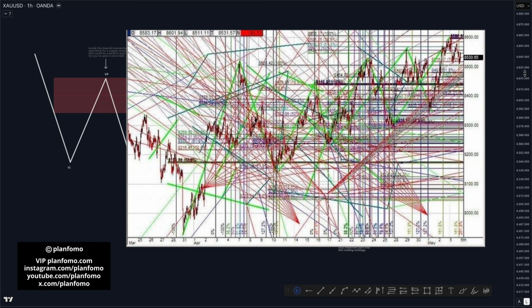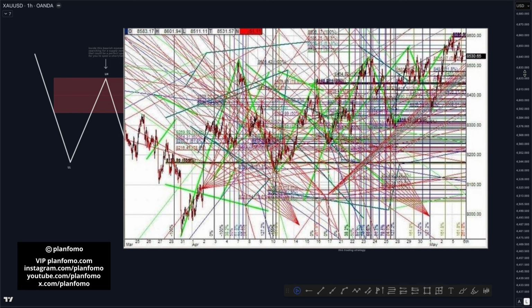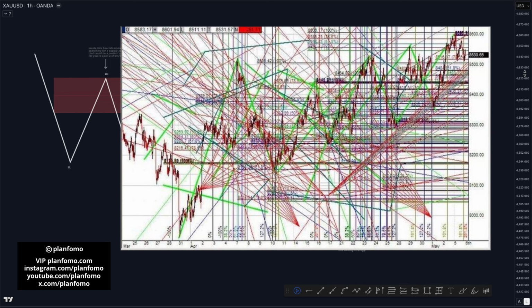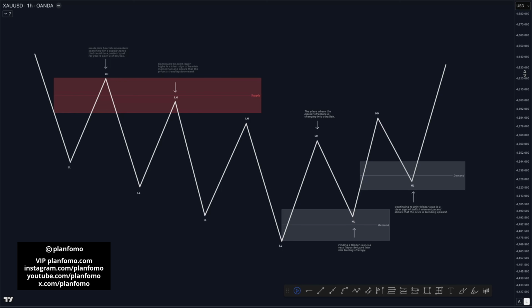You slap 15 indicators on your screen, chase noise, and wonder why the hell you keep losing. The market isn't your friend. It doesn't care about your feelings or your hopes. What does matter, actually, is structure. Pure, clean, undeniable market structure.